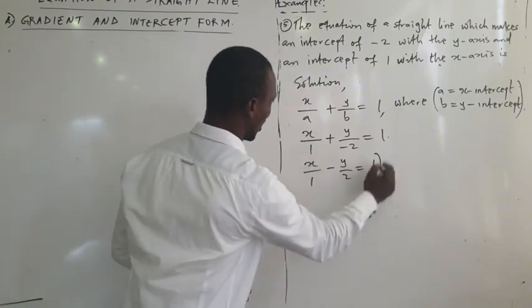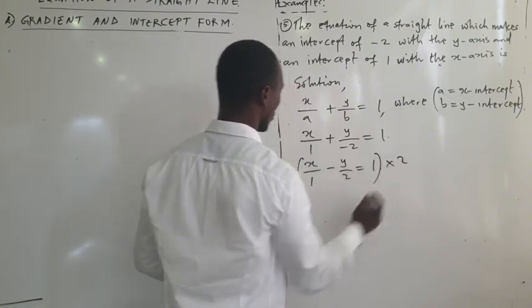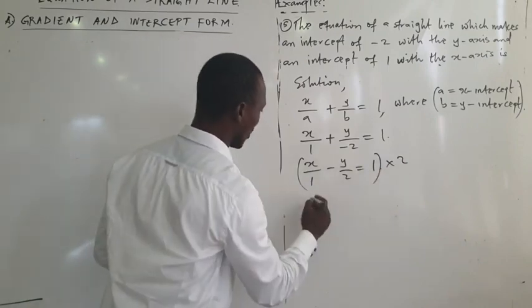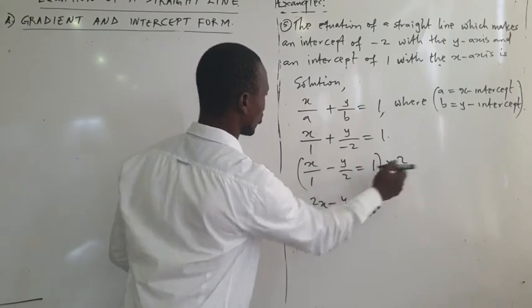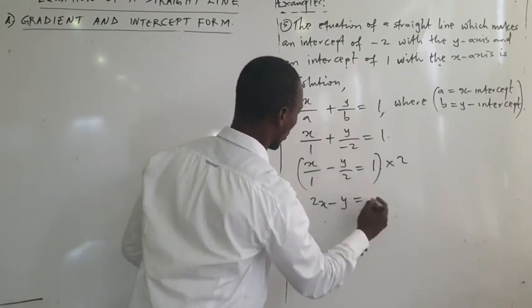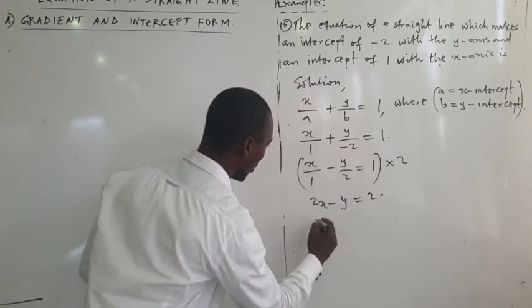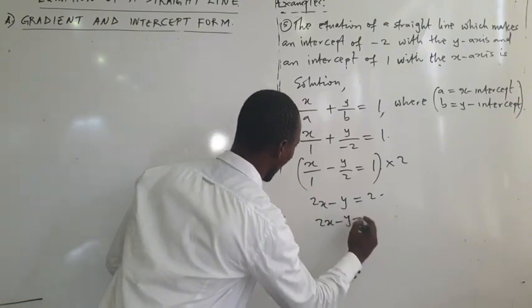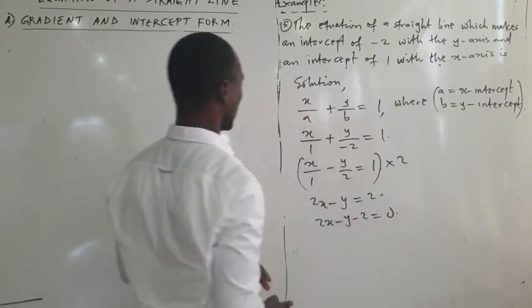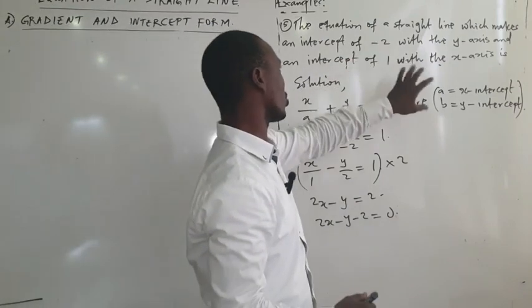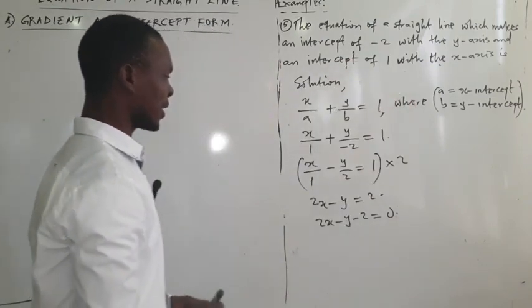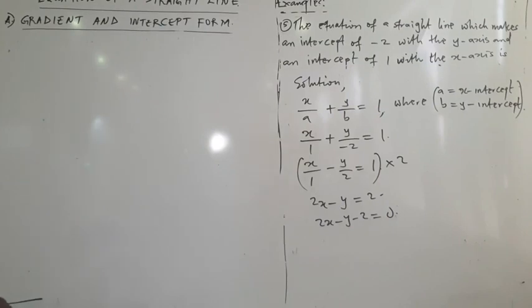So you now multiply through by 2. If you multiply through by 2, we have 2x minus y, because y over 2 times 2 is y, equals 2. So we now have 2x minus y minus 2 equals 0. So the equation with the two intercepts, minus 2 and 1, is given as 2x minus y minus 2 equals 0.